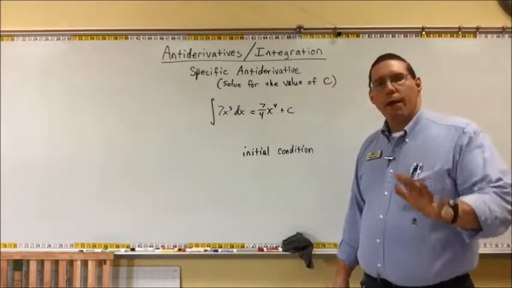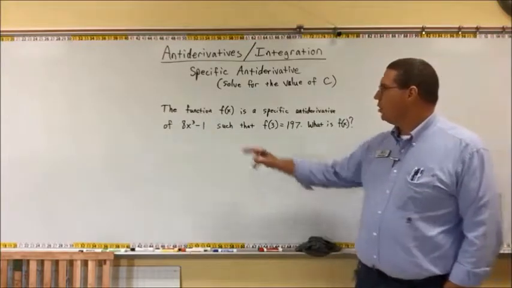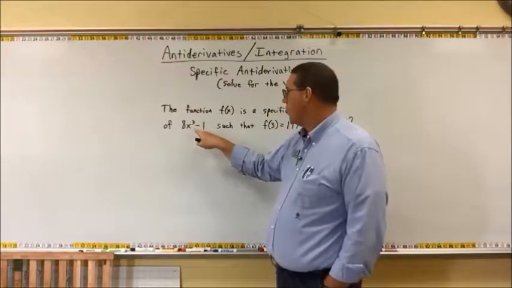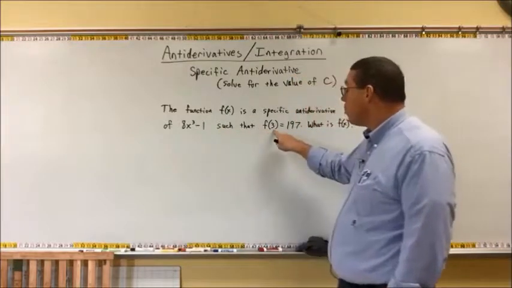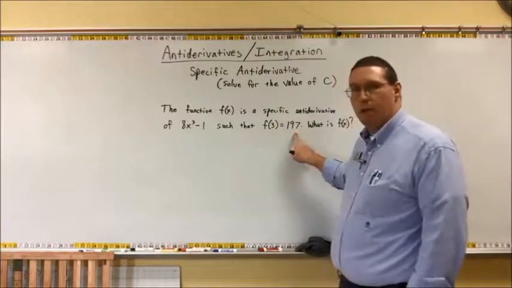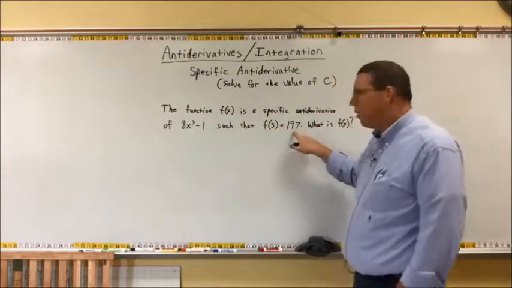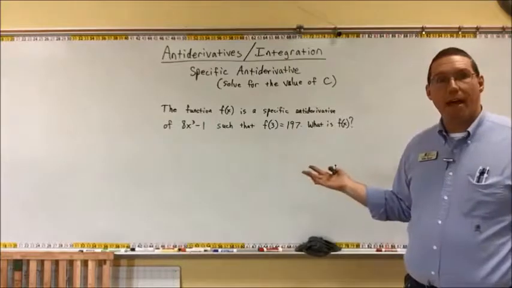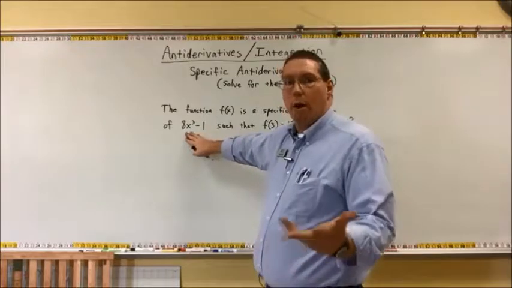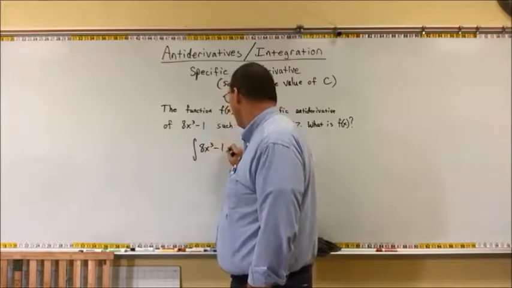Okay, so I'm going to put a problem up on the board and we're going to work it through. Here's the question: the function f of x is a specific antiderivative of the expression 8x cubed minus 1, such that f of 3 is 197. That means if the x value is 3, the output value is 197. If you plug a 3 into the function f of x, the answer would be 197. The question is, what is f of x? We know f of x is an antiderivative of 8x cubed minus 1, so let's start by getting that antiderivative.